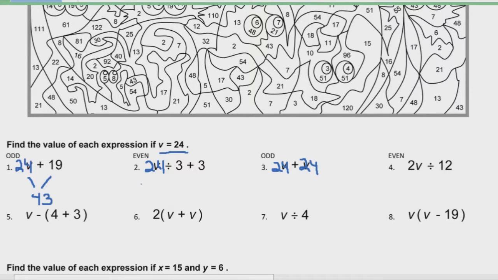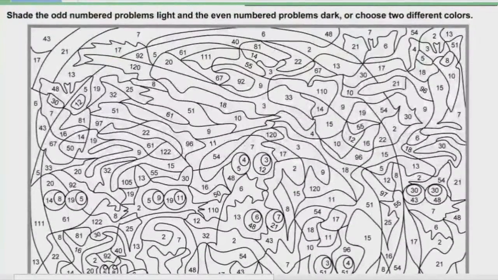Okay, welcome back. You just tried to do 2 and 3 on your own. So let me give you the answers to make sure you got them correct. On problem number 2, you have 24 divided by 3 plus 3. Well, we should know based on our order of operations, we do division first. So 24 divided by 3 is 8 plus 3. So that would be 11. Okay? And then you would go find 11 up here in the picture and you'd shade it dark because it's an even problem. Oh, there's 11 right there.